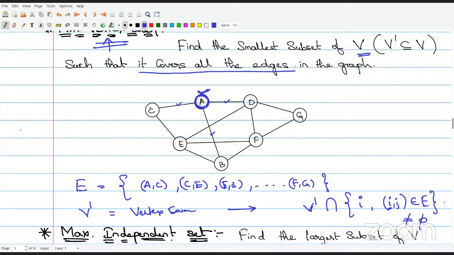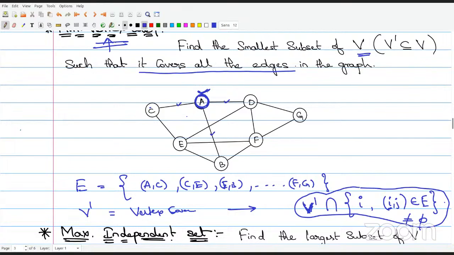So understand it clearly. Whatever edge I pick, at least one endpoint should be there in my vertex cover. So if (i, j) is an edge, this i should be in my V dash. If you didn't understand this mathematical denotation, it's fine. But understand this: you have to pick a few vertices such that each and every edge is covered.